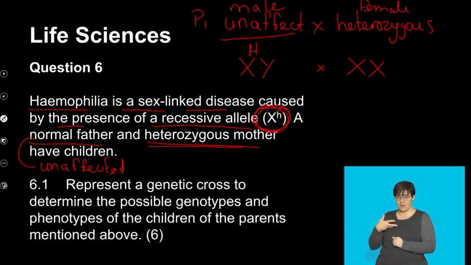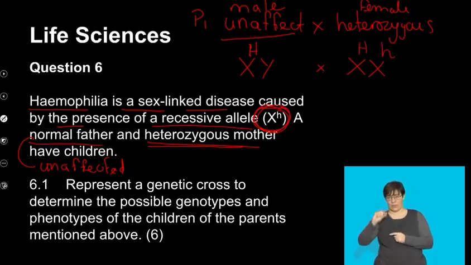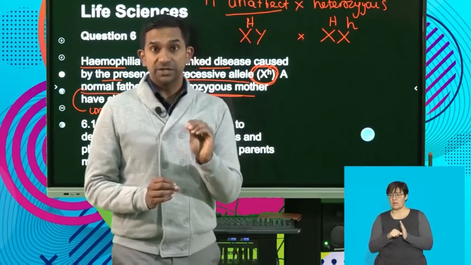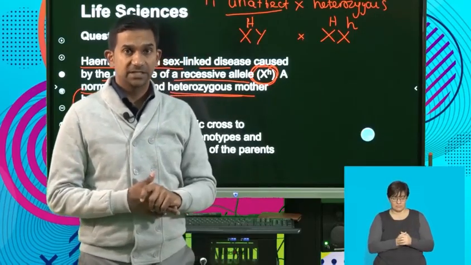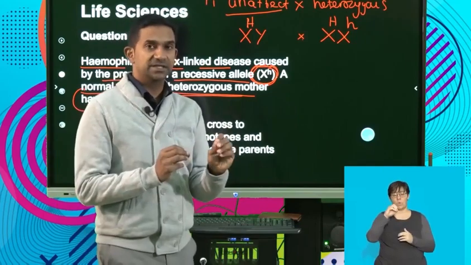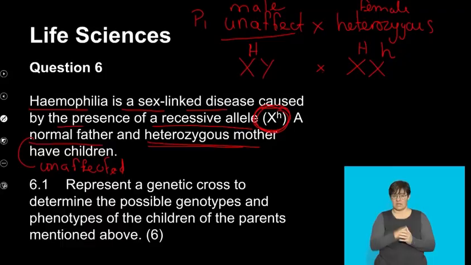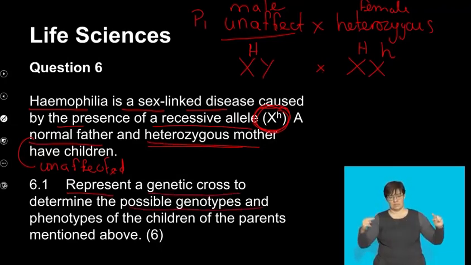It's important to recognize that the female is heterozygous, meaning that she has the dominant and the recessive allele. Again, so I've got to allocate a heterozygous combination to that. And that's fundamental to getting the rest of the problem correct. So now we've established the genotypes of the parents. So let's read the question. Represent a genetic cross to determine the possible genotypes and phenotypes of the children of the parents mentioned above.